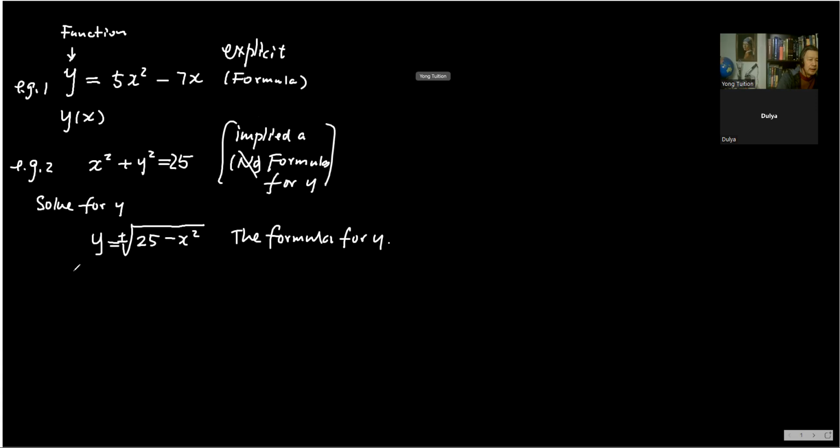However, in this case, if I ask you to find the first derivative, how to find dy/dx. Do you want to try? Can you just pick the positive case? Can we just focus on the positive value? Just positive. Do you want to try to work out the first derivative from the formula we have?